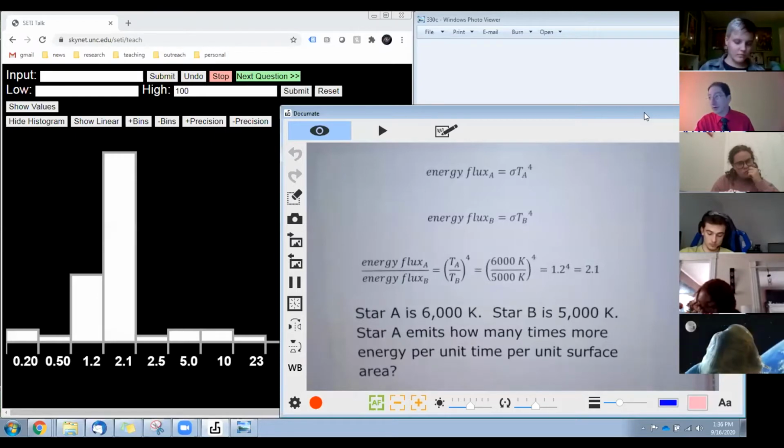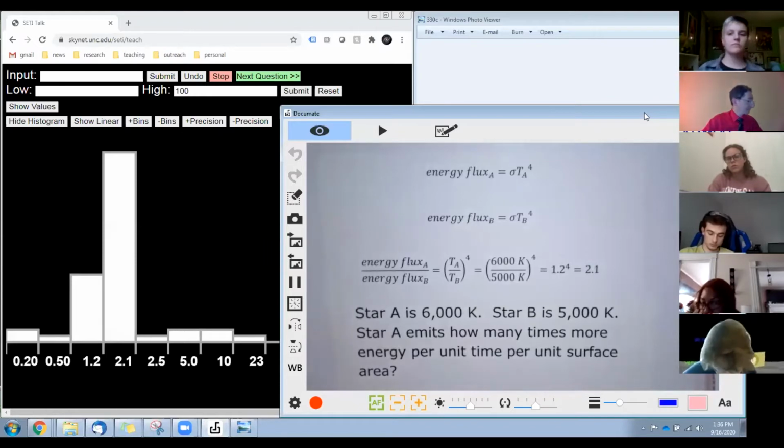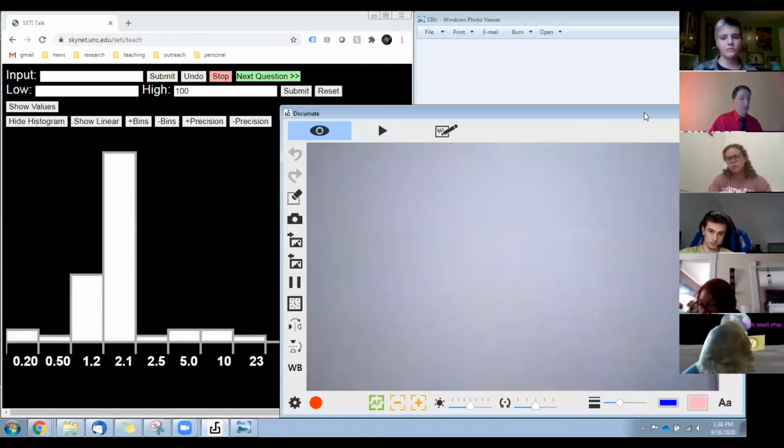And this is true for any thermal emitter, not just stars. You can do this with your oven. Double the temperature of the oven, and you'll get 16 times more energy coming out. Okay. Those are the warm-up questions. Questions about any of that?